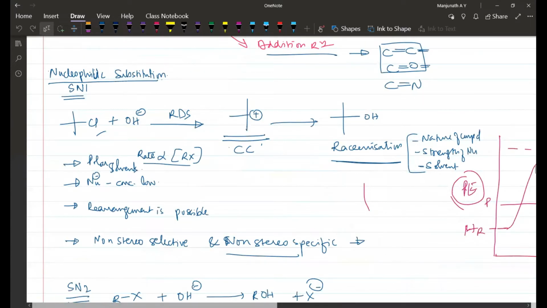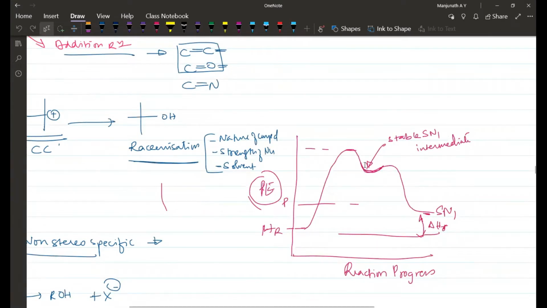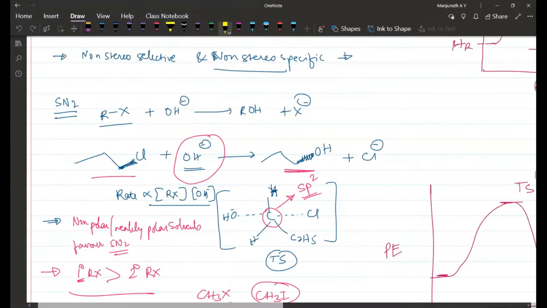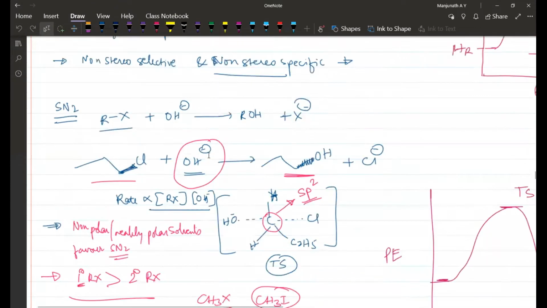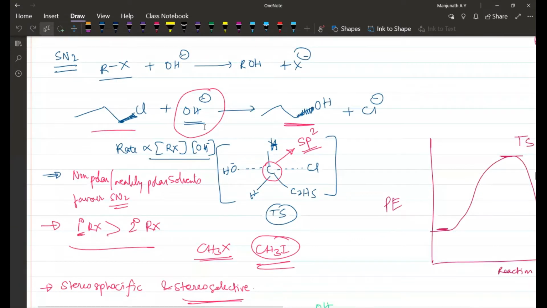This was SN1, no? SN1 means the formation of carbocation. That's very important. There is a formation of carbocation, and there is also a possibility of rearrangement if there is a stable carbocation available. Then we have SN2. SN2 has a characteristic of dependence on both substrate as well as nucleophile. But in case of SN1, we have seen rate is proportional only to the concentration of the substrate.